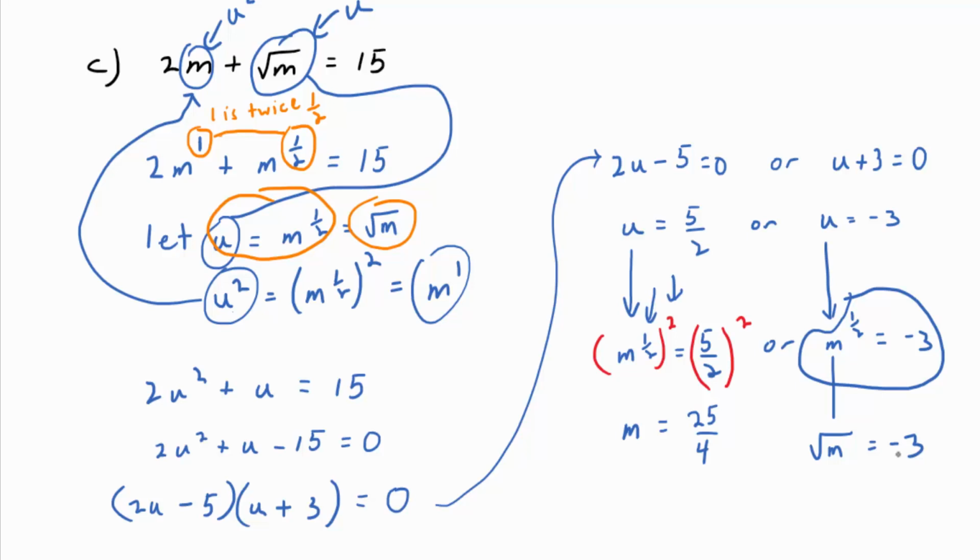So guess what? This is going to be an extraneous solution. Now, if you squared both sides, you would get m equals 9, right? If you squared both sides, it won't check. 9 will not check in the equation. But you can stop here because this can't happen. This is extraneous.